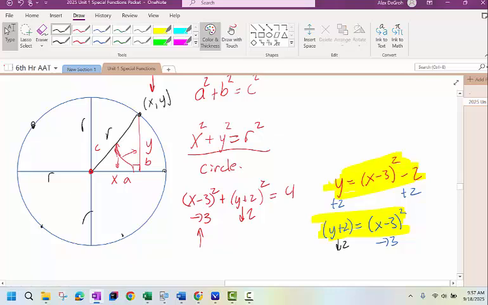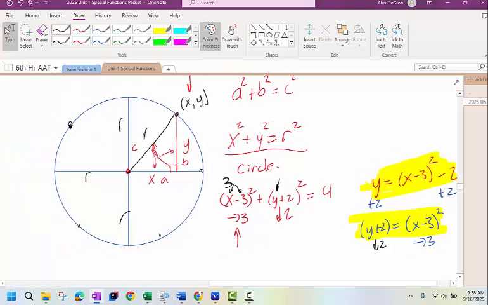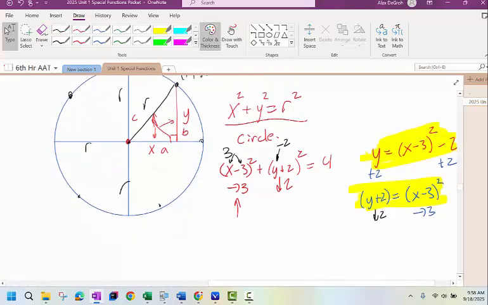And another way of thinking about that is, what do we have to do to get back to the center? So what value of x here would make that 3 cancel out? Well, 3 minus 3 would be 0. Okay, so a positive 3. What value of y would make this 2 go away? Well, it would be negative 2, or down 2.